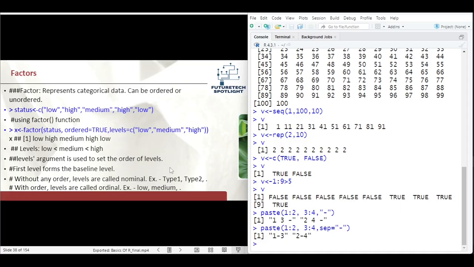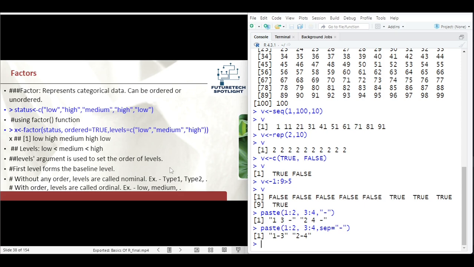Another very important concept of R is factors. This particular concept is used in many complex research also. A factor is nothing but it will represent the categorical data. It can be ordered data or unordered data, that is called nominal data.